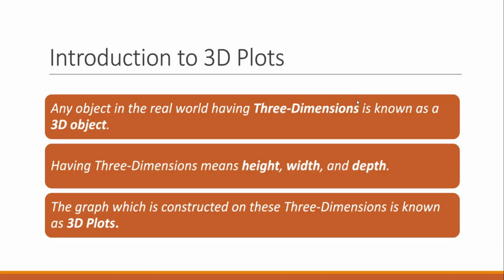So firstly, we will understand what a 3D plot means. Any object in the real world having three dimensions is known as a 3D object. Having three dimensions means height, width and depth. So the graph which is constructed on these three dimensions is known as a 3D graph or plot.